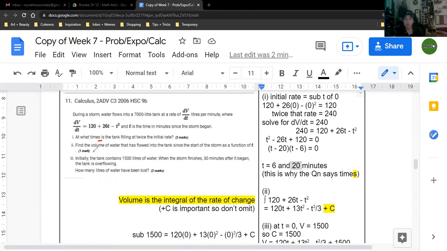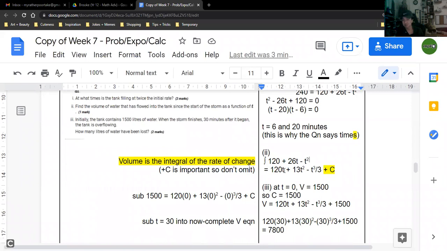For the second part of the question, find the volume of water. You just have to realize that volume is the integral of the rate of change. So then just integrate it. Again, this is more of a definition thing. If you realize this definition, the actual maths is not horrific. So you just integrate the rate of change function by moving everything up a power and then dividing by that number. All right, and the plus C is quite important, right?